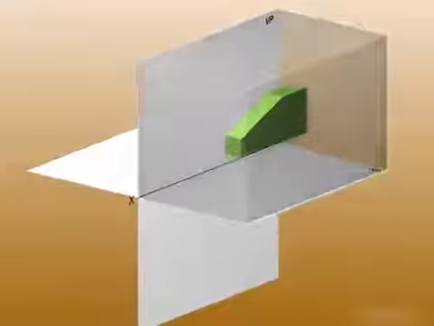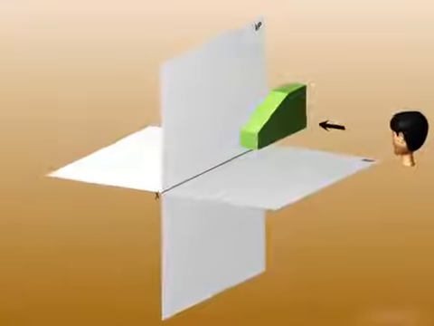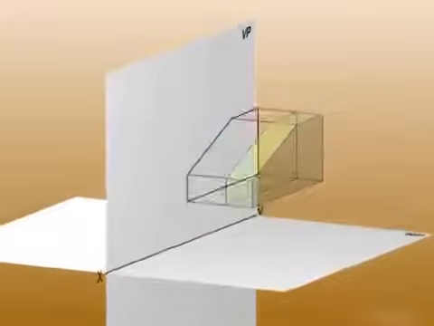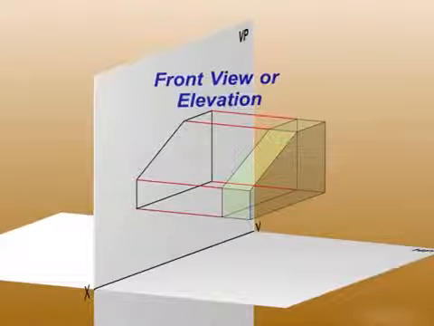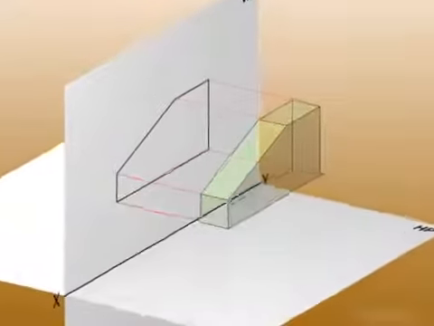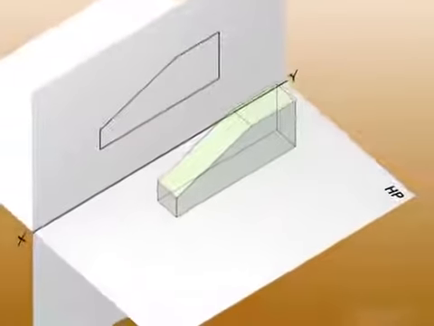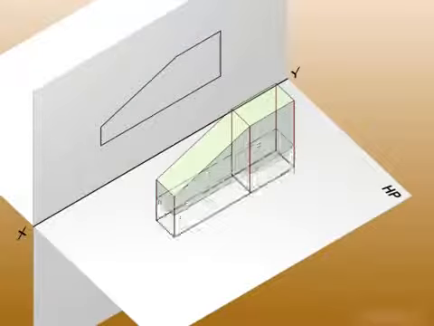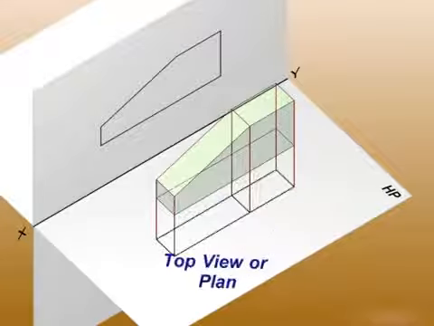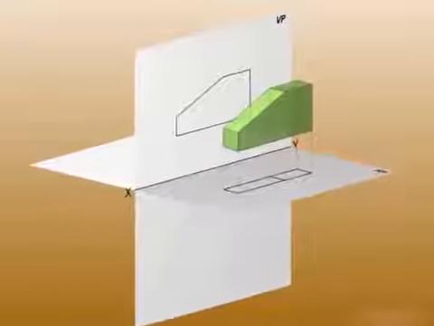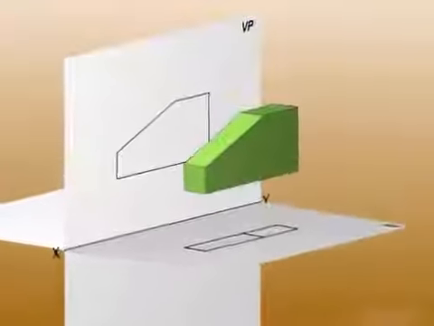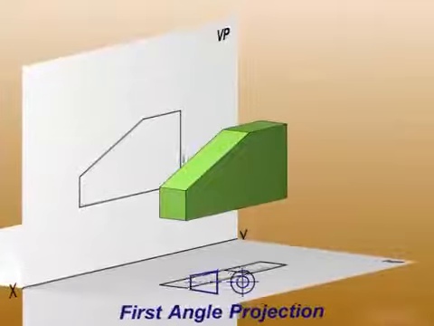Alright, now consider the object in the first quadrant. Looking at it from the front side, the image is formed on the VP and is known as front view or elevation. And if we look at it from the top, then the image formed on the HP is known as top view or plan. As the object is in the first quadrant, the projection obtained is the first angle projection.